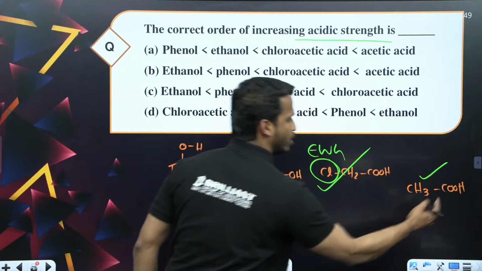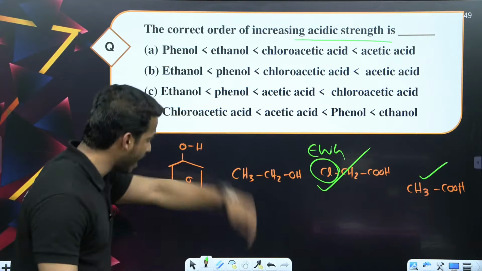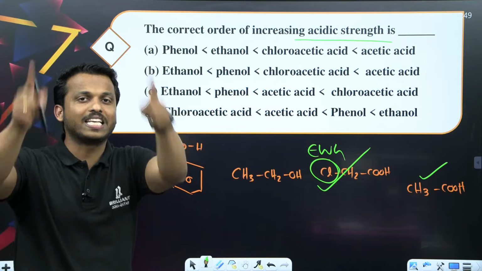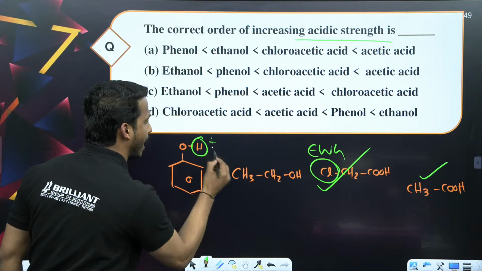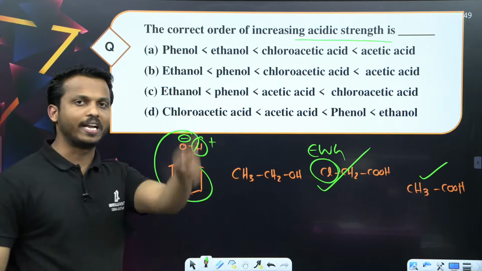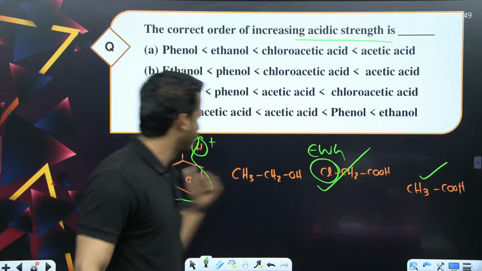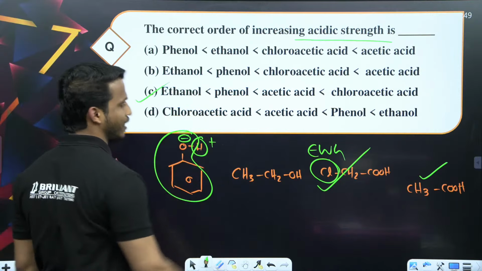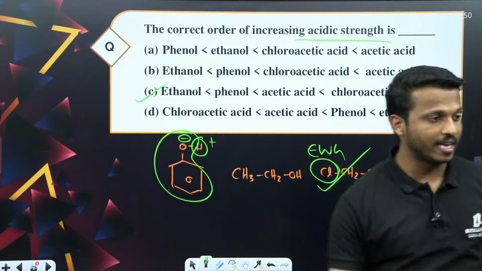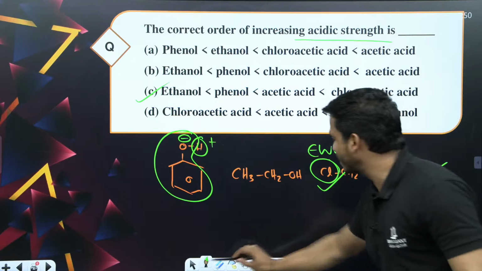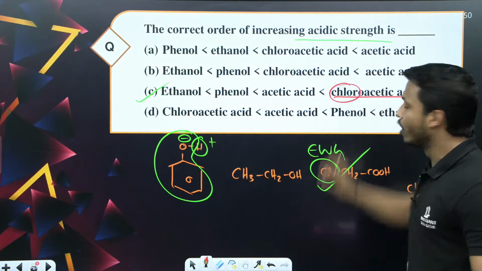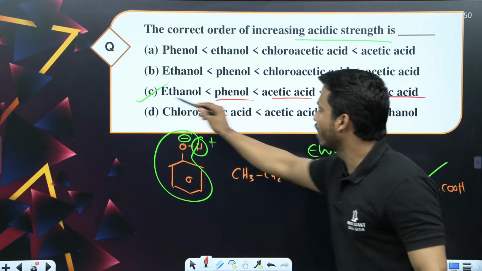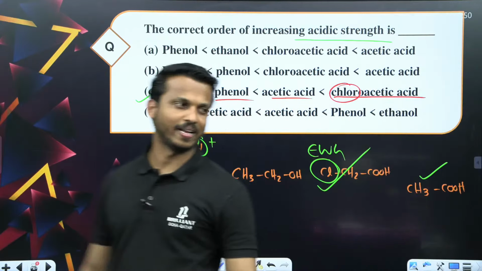After this, I can go with acetic acid because it is another carboxylic acid. Among phenol and ethanol, which is more acidic? Phenol is more acidic because after losing H plus ion, the phenoxide ion formed is more stable. So first, second, third and fourth: chloroacetic acid, then acetic acid, then phenol, then ethanol. Option C, because chloroacetic acid contains chlorine, which is an electron withdrawing group that makes it more acidic. Option C is the correct answer.